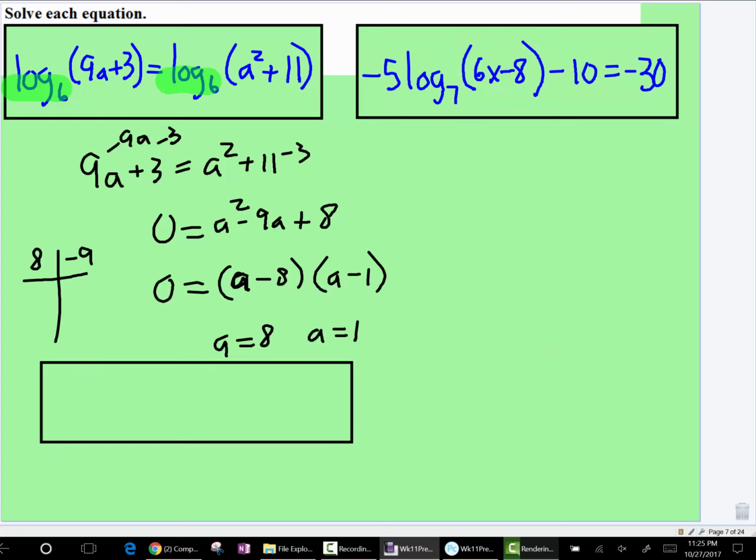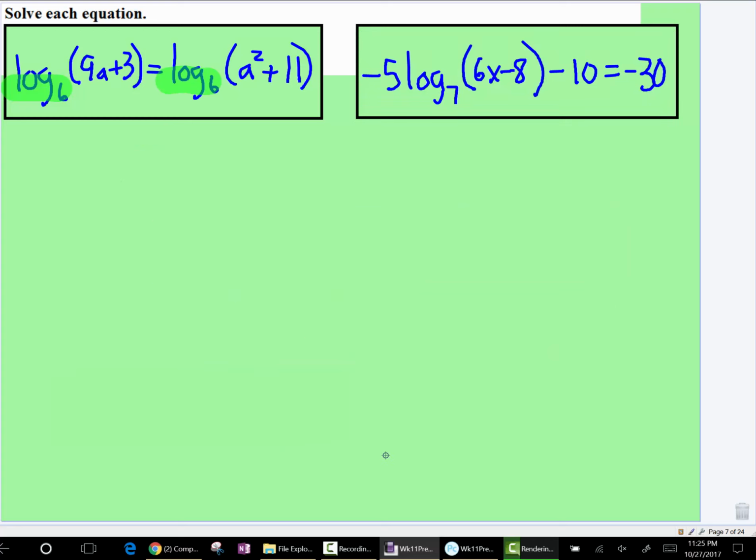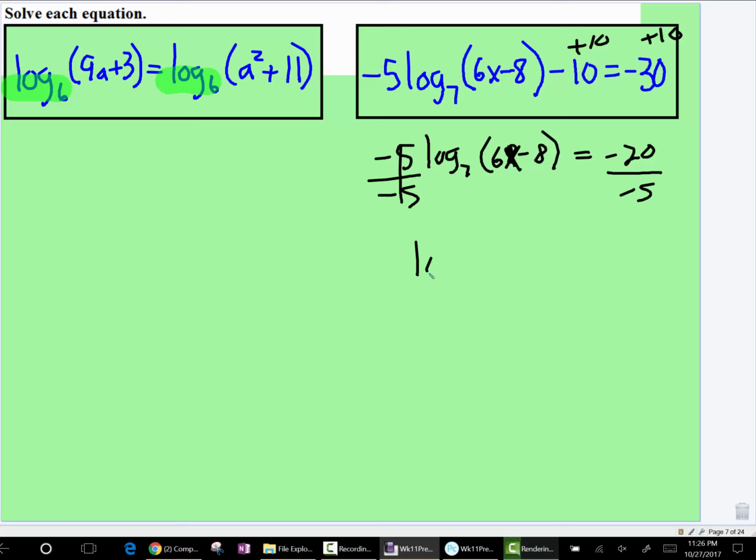All right, now we have another one. There's not a log on both sides, so we're going to have to simplify everything. So I'm going to add a 10 to kind of speed things up a little bit. Then we have a negative 5 log base 7 of 6x minus 8 is equal to, negative 30 plus 10 is negative 20. Negative 5 is attached by multiplication. Divide both sides. Now we have log base 7 of 6x subtract 8 is equal to 4.